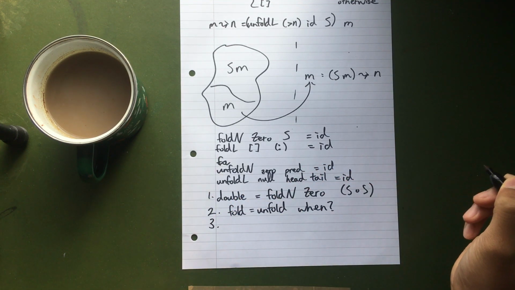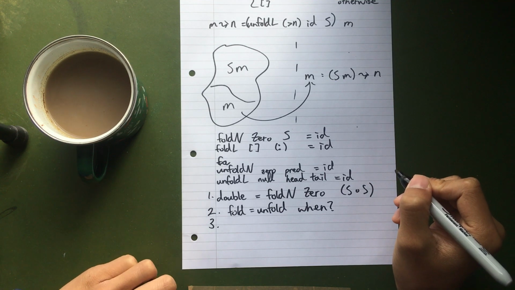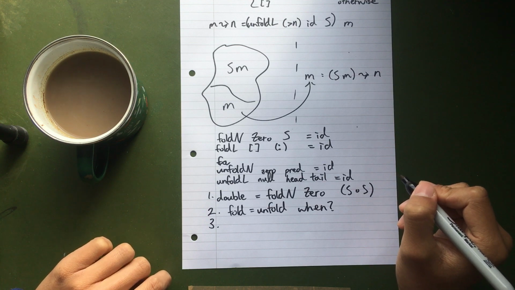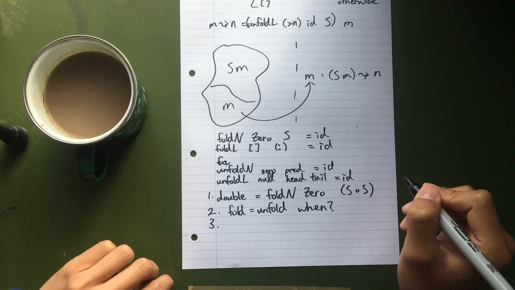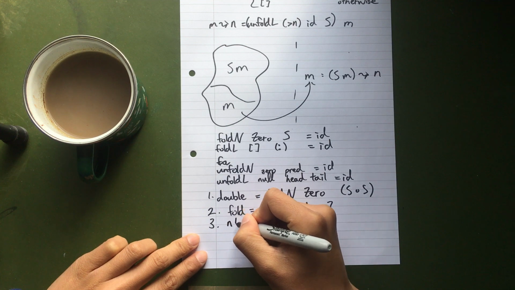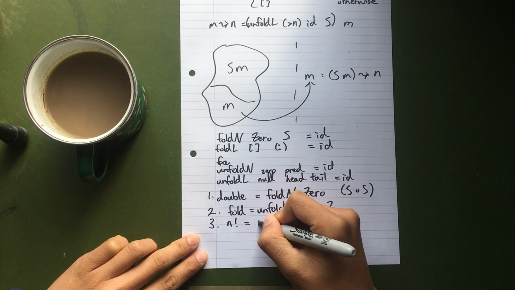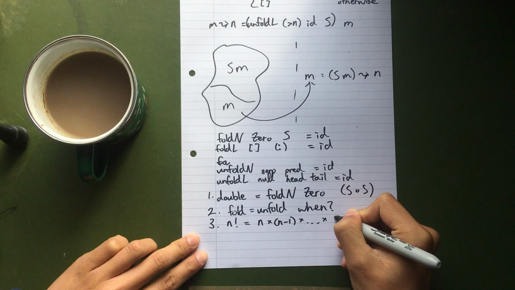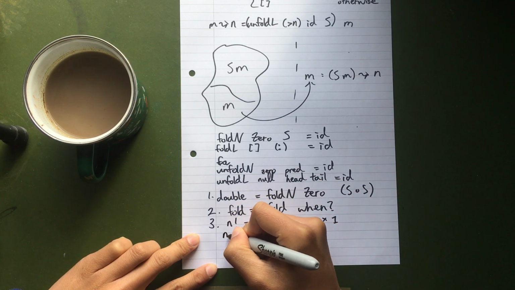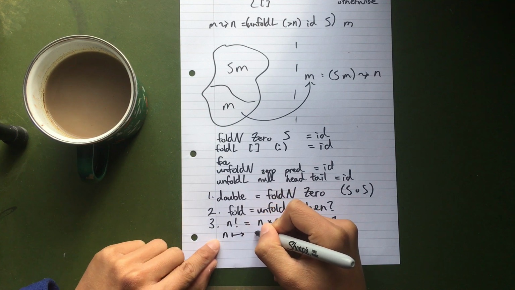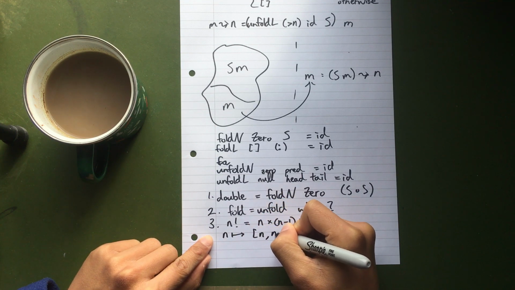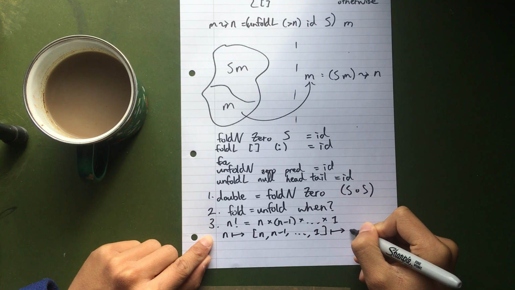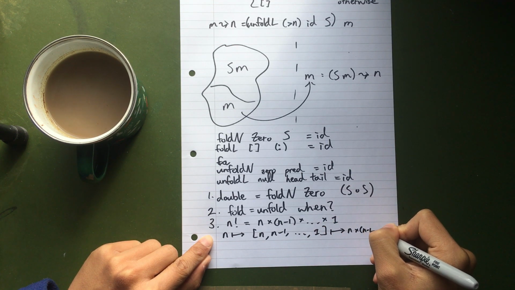And third, can we write a factorial function that looks like a fold followed by an unfold? What I mean is, n factorial is going to give us n times n minus 1 times dot dot dot times 1. And we write a factorial function that does this. It takes n to the list n, n minus 1, dot dot dot, 1, and then it products that list to give us n factorial.